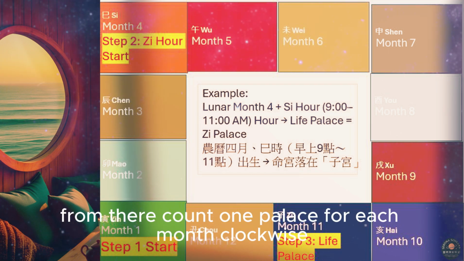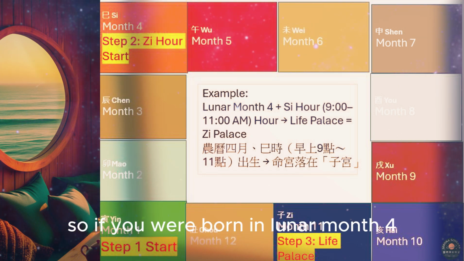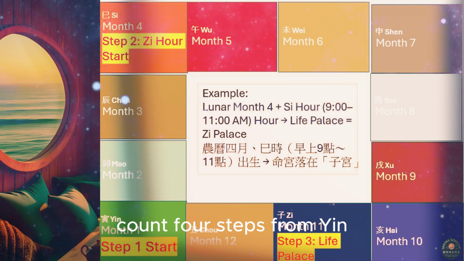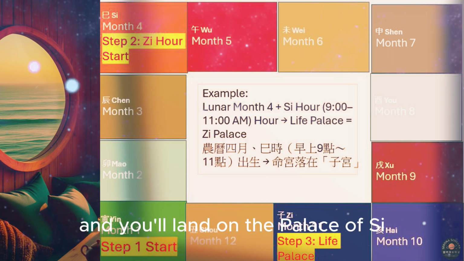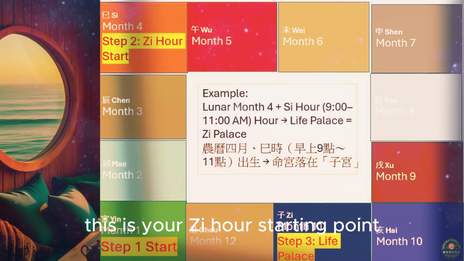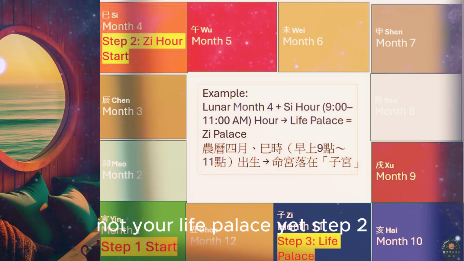From there, count 1 palace for each month clockwise. So if you were born in lunar month 4, count 4 steps from Yin. You'll land on the Palace of Zi. This is your Zi hour starting point, not your life palace yet.